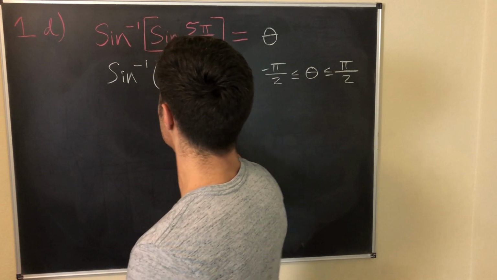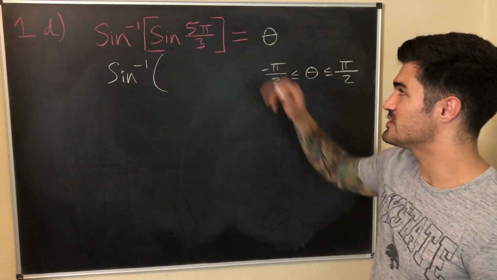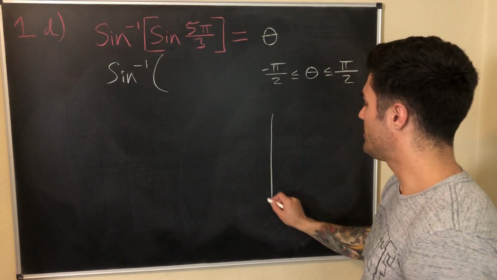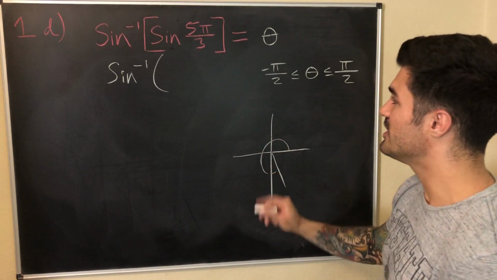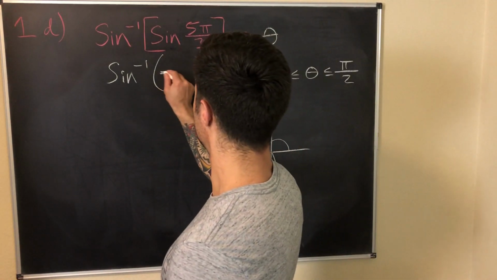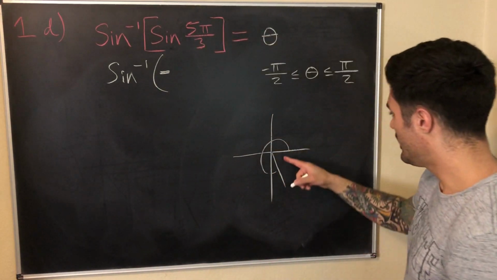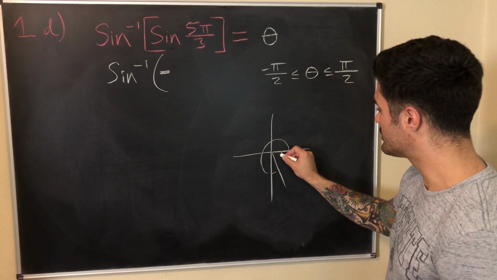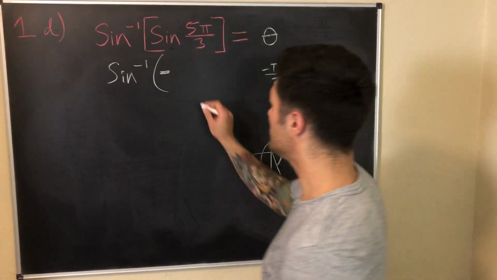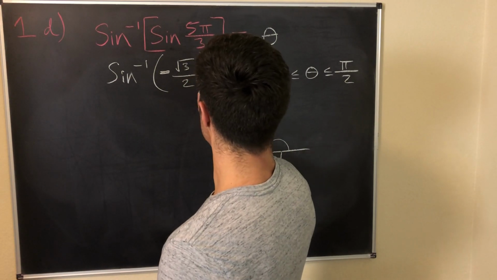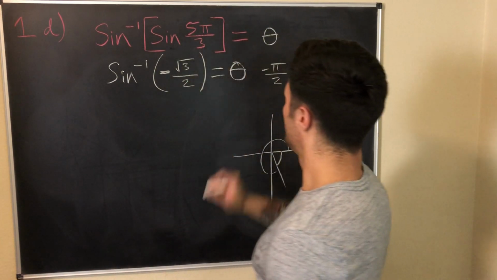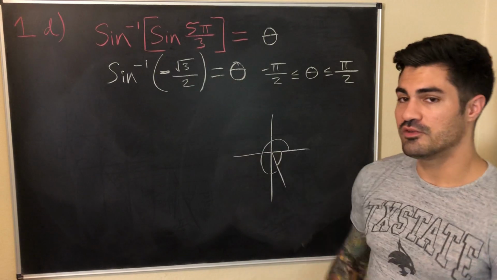So the sine inverse of, let's see, what's the sine of 5 pi over 3? 5 pi over 3 is in the fourth quadrant. It's going to be right about here. So it's going to be a negative, whatever it is, right? Fourth quadrant. And let's see, our reference angle is pi over 3. So it's going to be negative root 3 over 2. Okay, so this is like asking, what's the sine inverse of negative root 3 over 2?